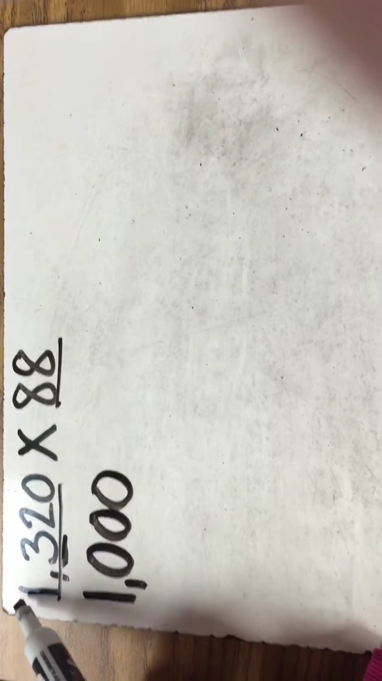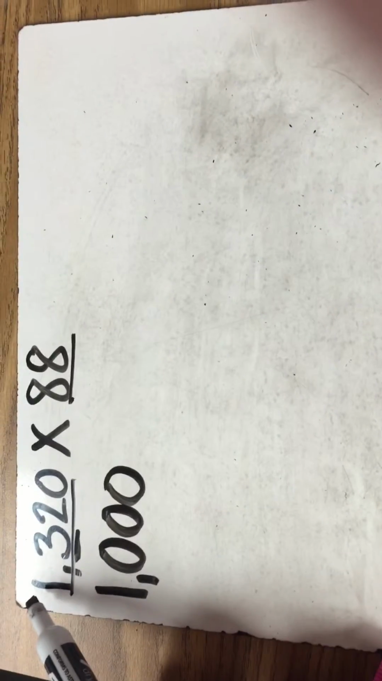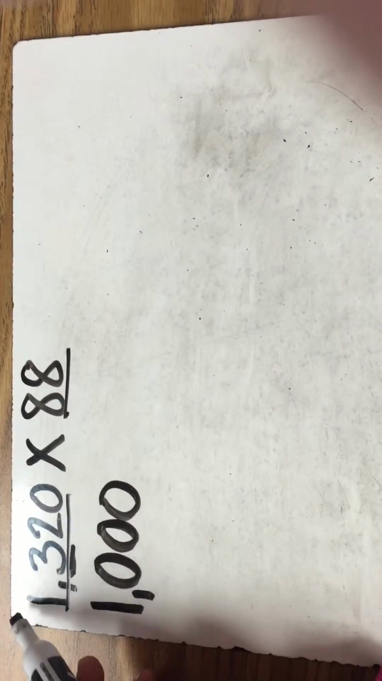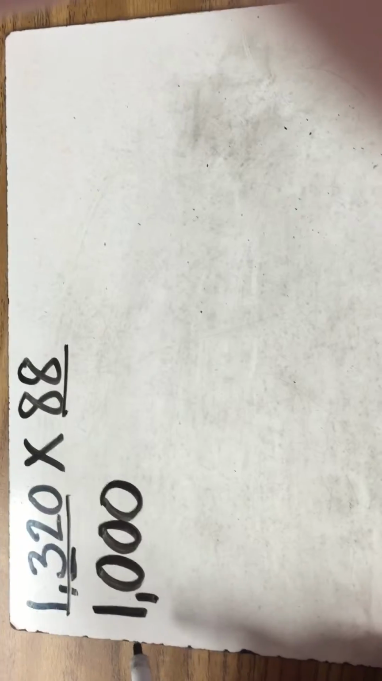So in front-end estimation, we know that 1,320 would round down to 1,000 because the 3 in the hundreds place tells us that we do not have enough parts out of 1,000 to go to the next group of 1,000, which would be 2,000. So we have to stay down at 1,000.